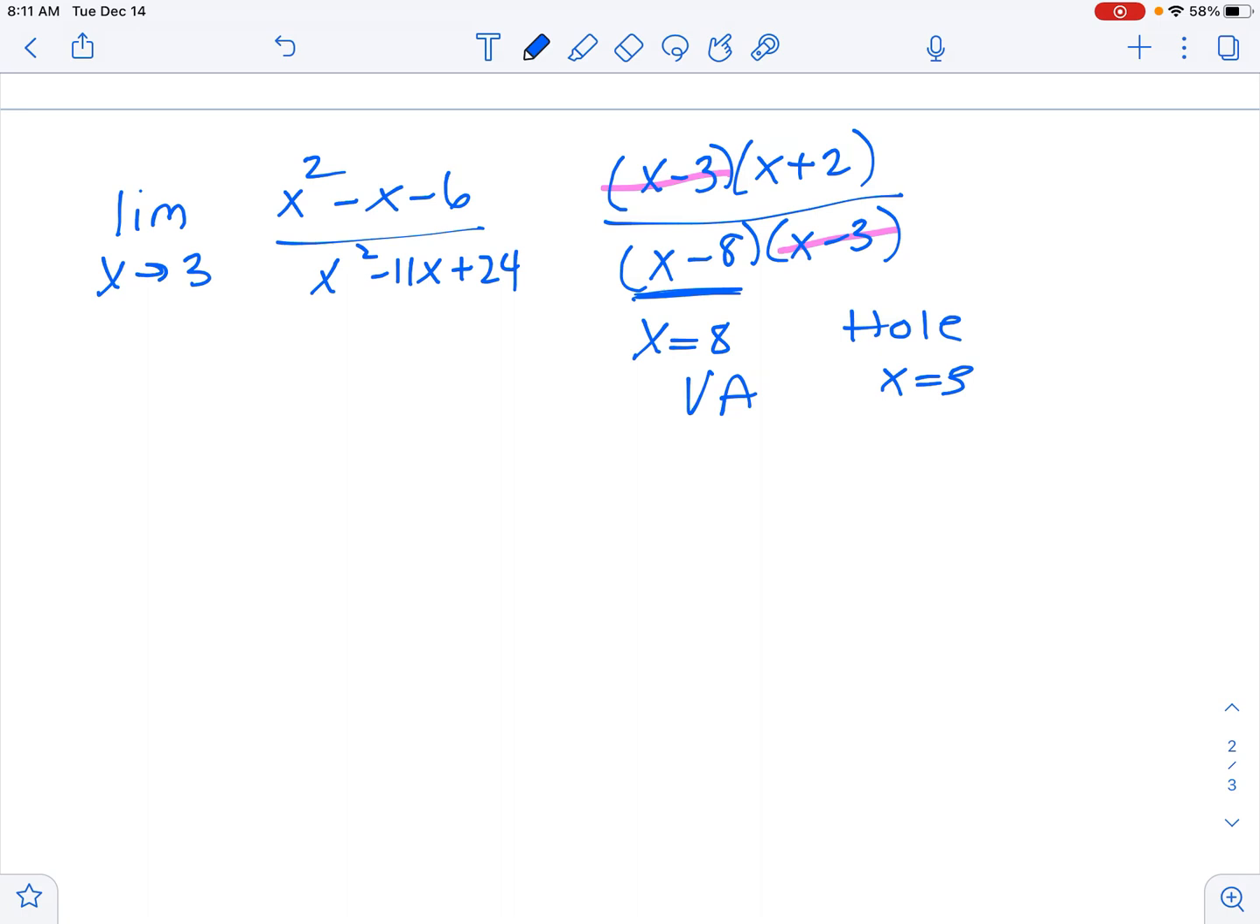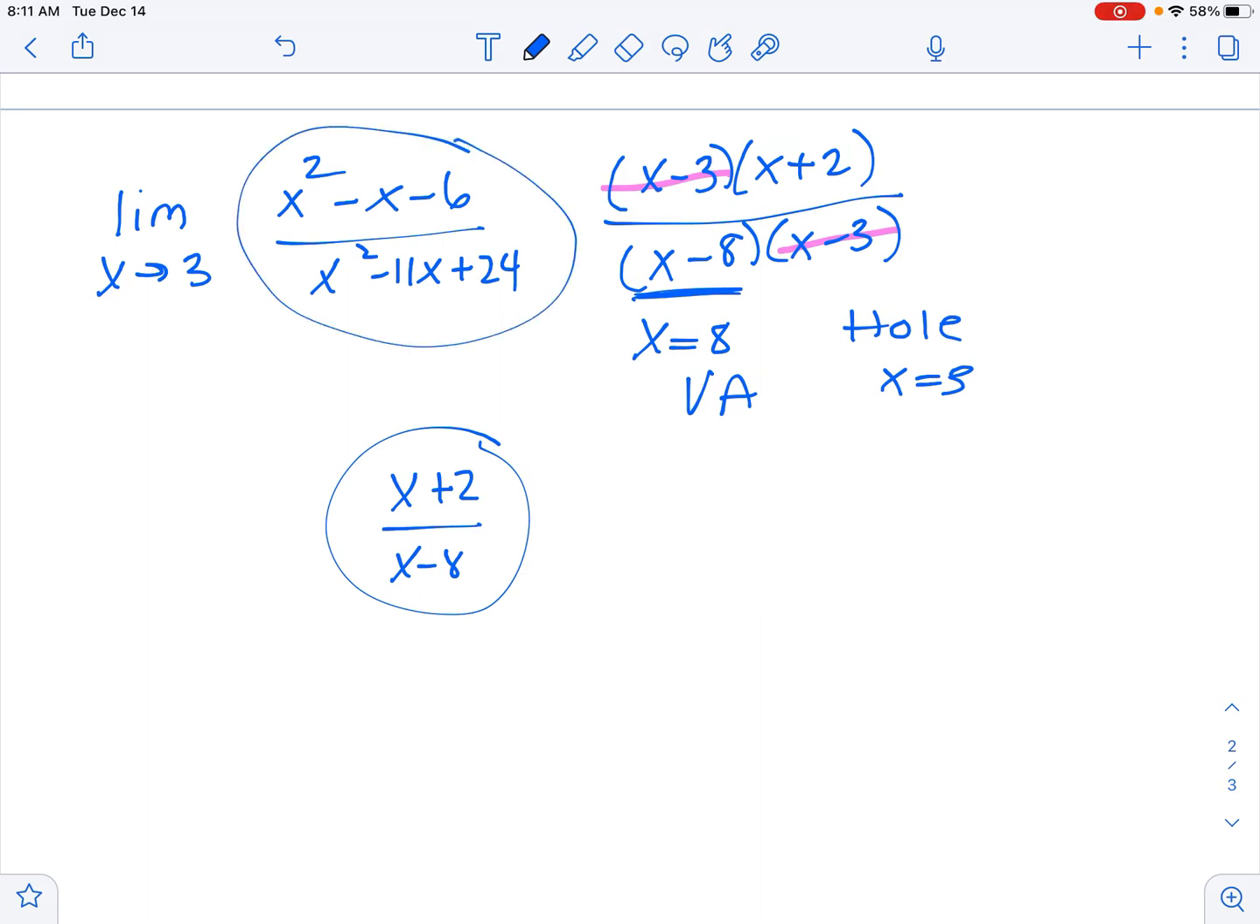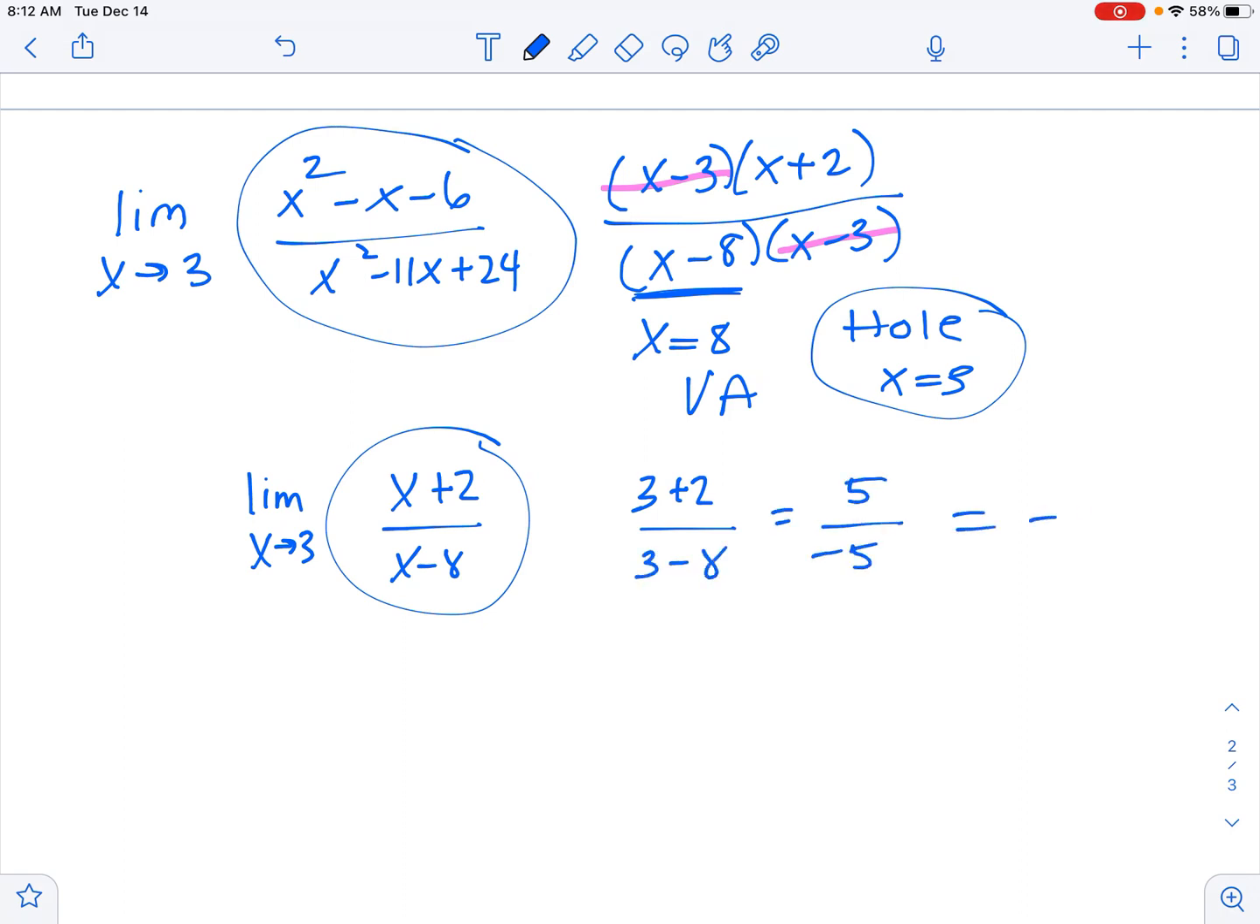So I can just use the function x plus 2 over x minus 8 because this function and this function are identical except for at that hole at x equals 3. But the limit as x approaches 3 of these two functions is the same. So I'm going to find the limit as x approaches 3 of this function by substituting 3 in for x in the numerator and 3 in for x in the denominator. So the limit is equal to -1.